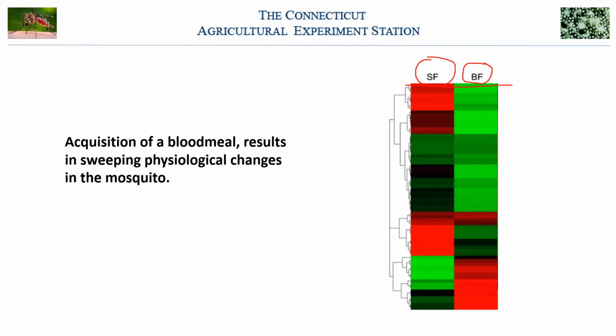And what you can see for all these different genes listed vertically is that there's a huge physiological change, at least in gene expression, between mosquitoes in the sugar-fed state, so when they've just emerged and are maybe feeding on flowers, versus those that have taken a blood meal. You have a huge shift in the array of genes being expressed. So we know that a blood meal results in sweeping physiological changes in mosquitoes.